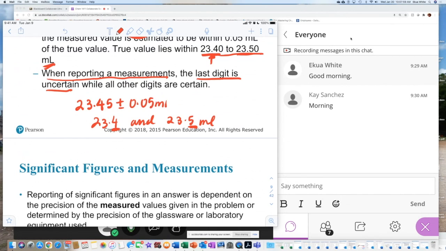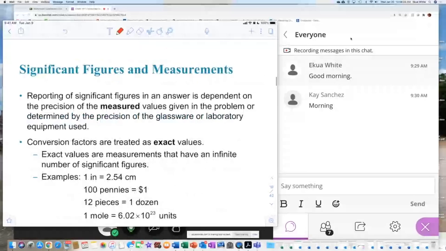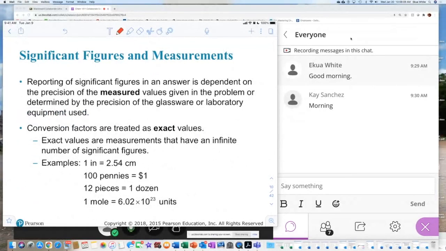Some people have to estimate the last digit, and so the last digit becomes the uncertain one. How do we deal with that? That's when the significant figure rules come in. If you've ever had maybe high school chemistry or non-majors chemistry, you may have learned about significant figures.